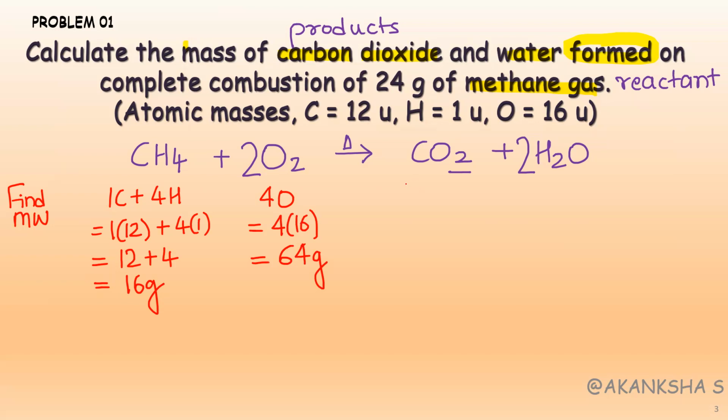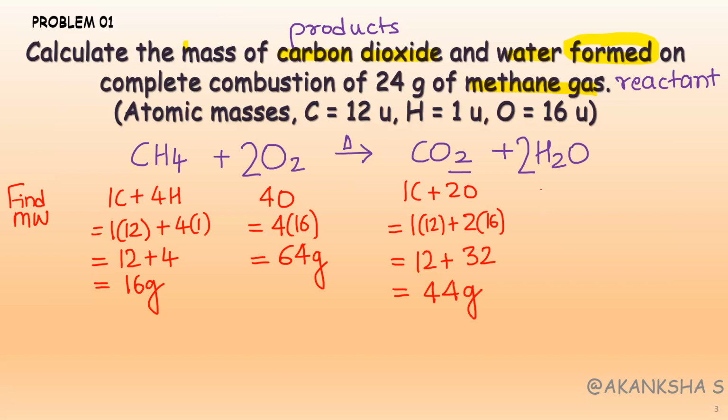Okay, CO2, we have 1 carbon plus 2 oxygens. That becomes 12 plus 2 times 16. Okay, so 12 plus 32, which equals 44 grams. And finally, we have 2 into 2, 4 hydrogens plus 2 into 1, 2 oxygens. So this is 4 ones plus 2 times oxygen, that is 16. So this is 4 plus 32.